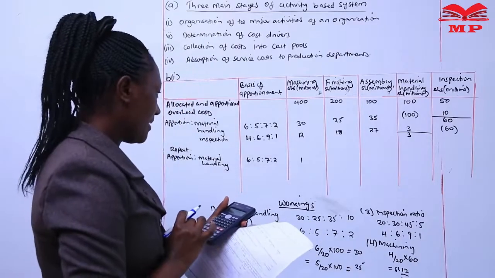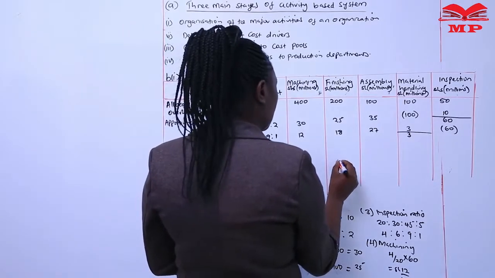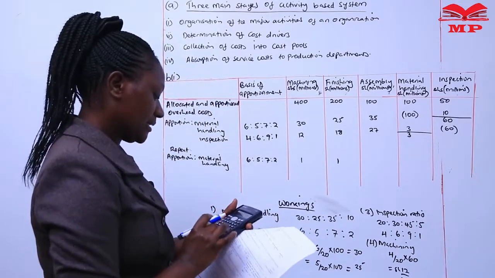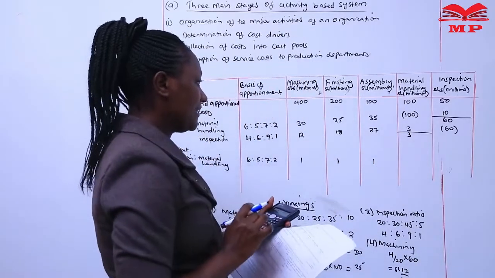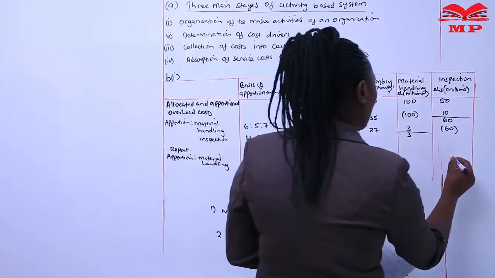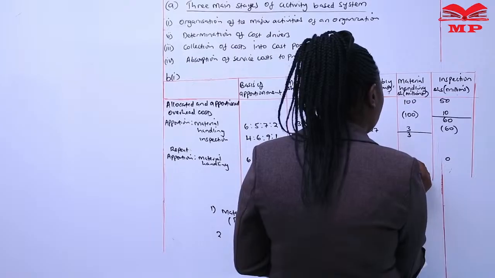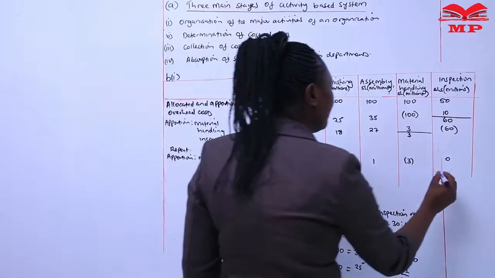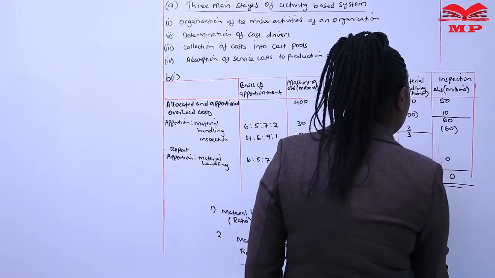Then 5 divided by 20 times 3 will give us 0.75, which is approximated to 1. Then 7 divided by 20 times 3 will give us 1.05, which is 1. And then 2 divided by 20 times 3 will give us a 0. So here we have a 0, and here we have transferred the whole of this. That simply means our solution has been reached, and we simply get the sum. So when you get the total, our service departments have zeros.